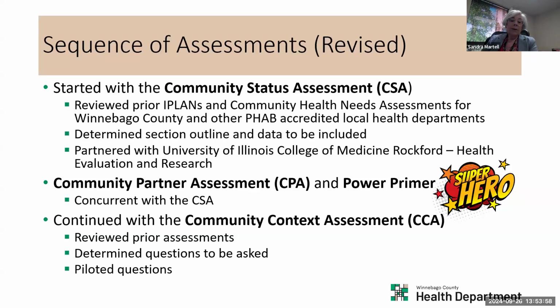The next part, as you heard a little bit from Rachel, we did a little bit differently. We did a community partner assessment and we did a power primer with them concurrent with the CSA, so we were running those timelines concurrently. Similar to Rachel, we did a survey to our community partners. After we did the power primer exercise in person as a kickoff, we asked them to complete the assessment. It was a lead-in for the next step, which was the community context assessment.